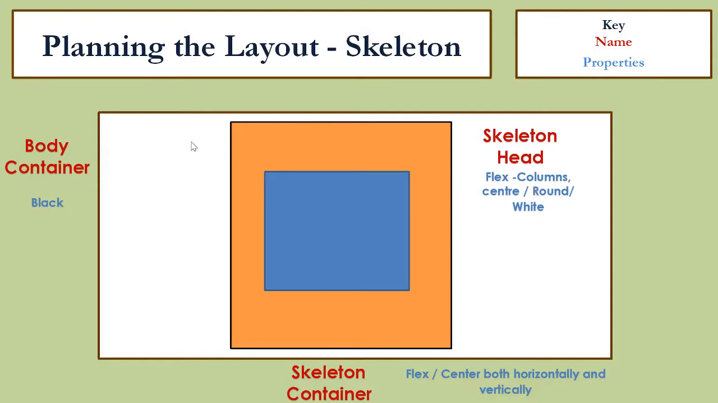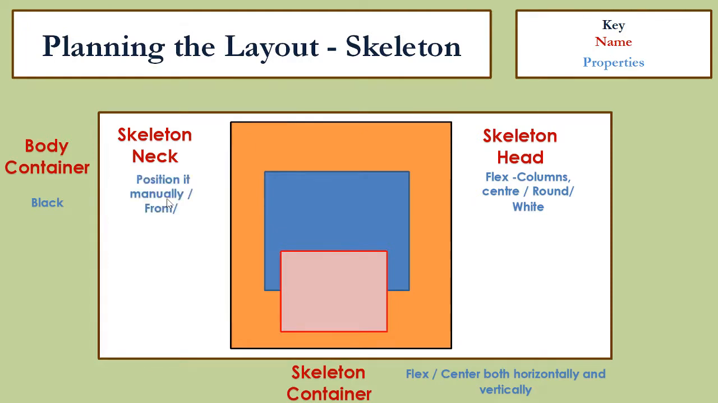Once we've done that, we need to make the skeleton neck. Now this is different from the others because, as you've seen, it's overlapped. So because it's overlapped, even though we're doing flex here, the flex tool isn't a great way of automatically overlapping boxes. So even though we're using flex, we're also going to have to position it manually a little bit. So we're going to be talking a little bit about that.